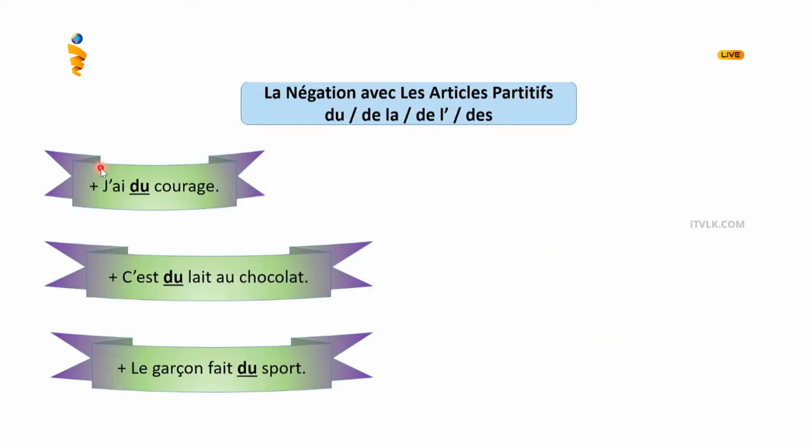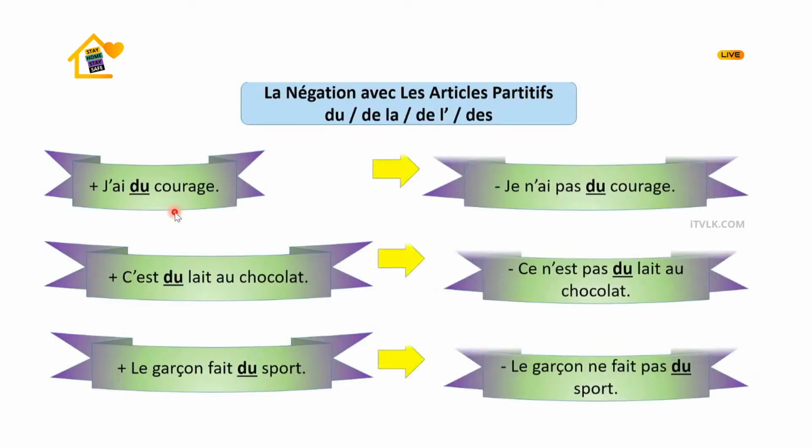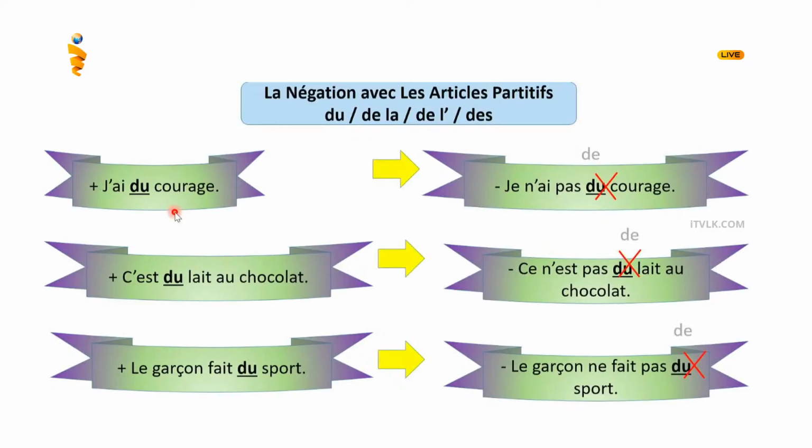So you can remember now how to form the negation before and after the conjugated verb. You have to have ne and pas. But what happens to du here? Can you see, children? Everywhere your partitive article, either it can be du, de la, de, l'apostrophe, de, you have to change them into de.